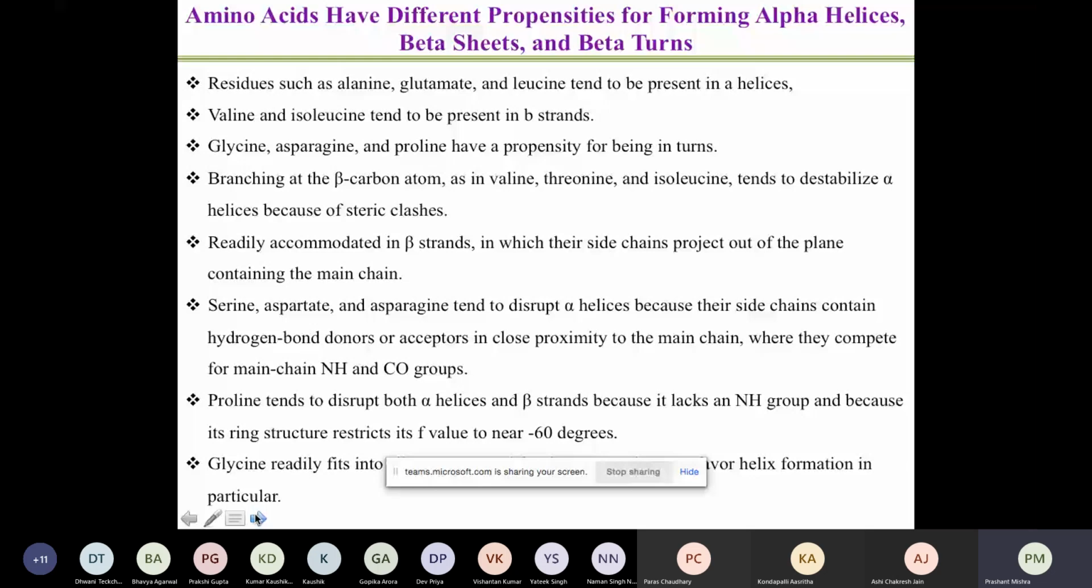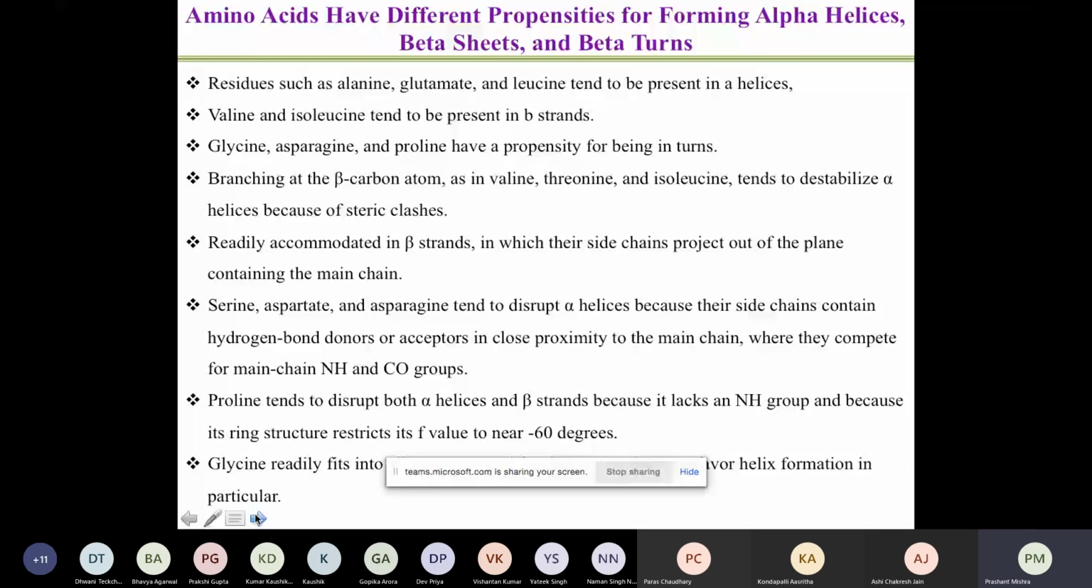You have learned about the quaternary structure. Let us see how we can say that a particular structure will be formed. Amino acids have different propensities for forming alpha helix, beta sheet, and beta turn. This is a very fundamental thing, and it gives you all the knowledge about proteomics, or the bioinformatics of proteins. How do we get this information? Suppose I give you the primary structure, can you tell something about the tertiary or quaternary structure of the protein? The answer is yes.